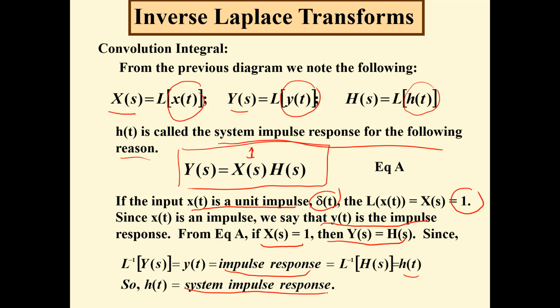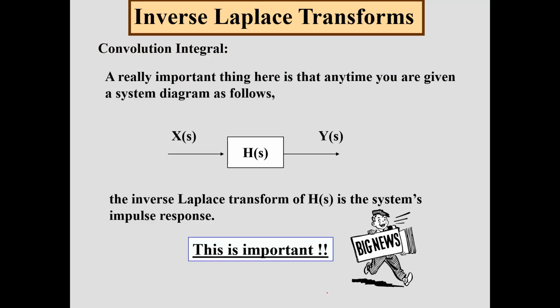Okay, so if X(s) is the unit impulse, then h(t) is the system impulse response and y(t) is the impulse response. It is very important that you remember this picture: X(s) is the input, and we have the impulse response H(s), and then we have the system output Y(s). And the inverse Laplace transform of H(s) is the system impulse response.